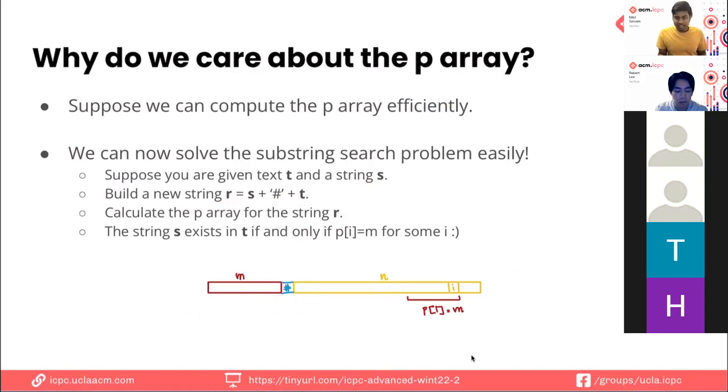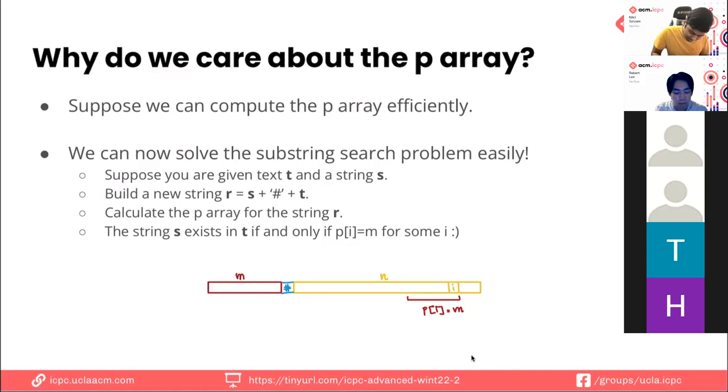And now I claim that checking whether the string S exists in string T becomes really, really easy. Because string S exists in T if and only if the value of the prefix function is M for some index I over here. Do people see why that's true?